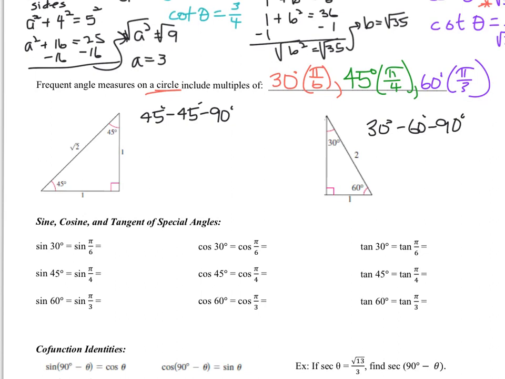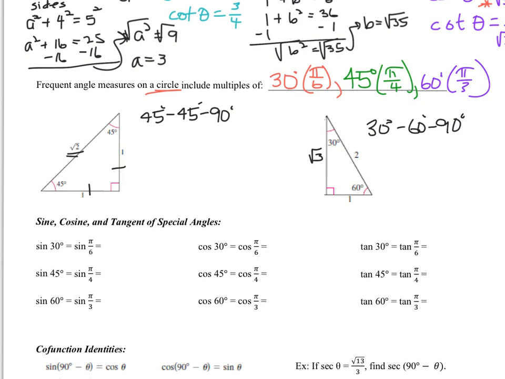In a 45-45-90 triangle, since there are two equal angles, there are two equal side lengths. They're each equal to 1. And if you did Pythagorean theorem, you would get the hypotenuse to have a length of the square root of 2. In that 30-60 triangle, notice the bottom side is half of the hypotenuse. That vertical side length would be square root 3 if we did Pythagorean theorem.